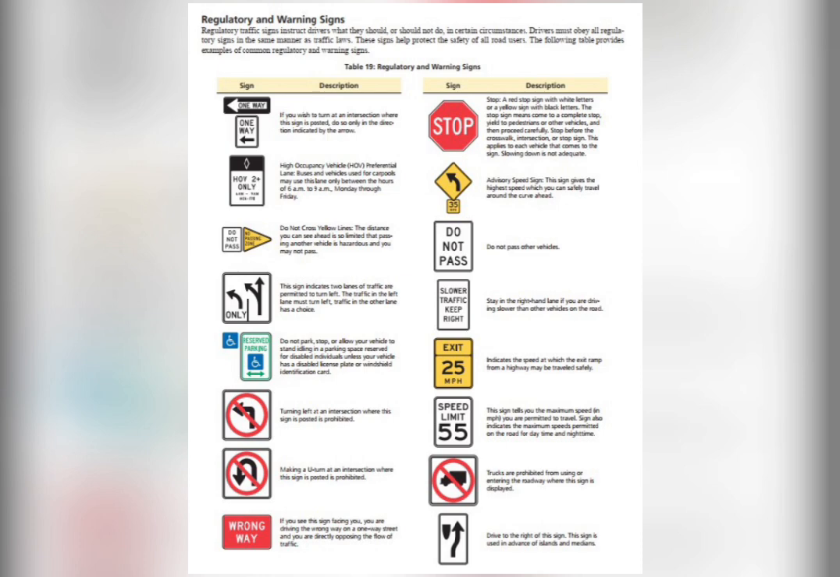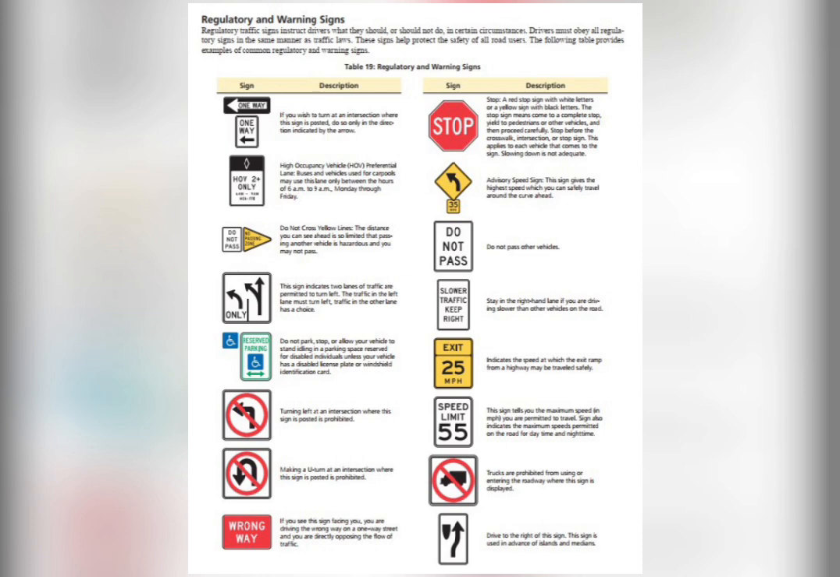Do not park, stop, or allow your vehicle to stand idling in a parking space reserved for disabled individuals unless your vehicle has a disabled license plate or windshield identification card. Turning left at an intersection where this sign is posted is prohibited. Making a U-turn at an intersection where this sign is posted is prohibited.